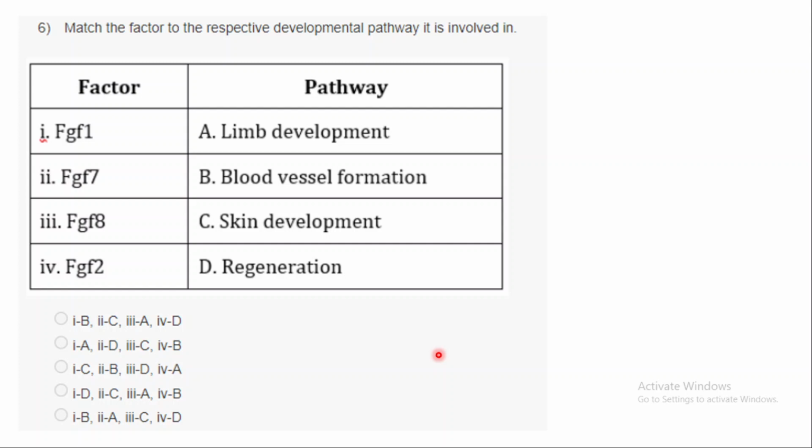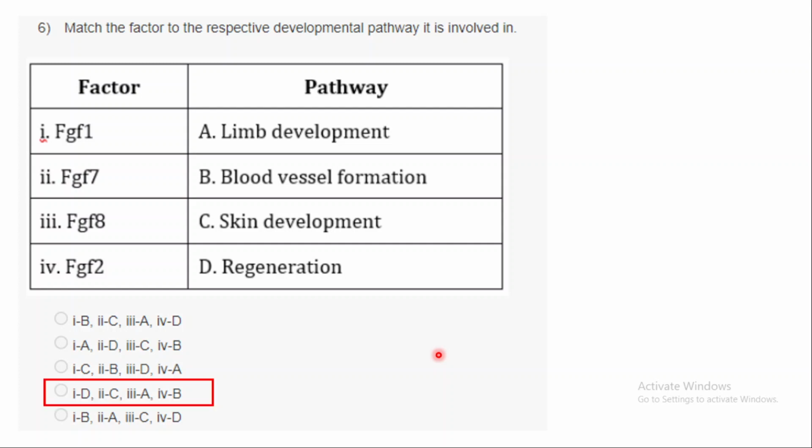Simontini, will you be able to answer this? Okay, it's fine, it's fine. We'll move on to the correct answer of this question.